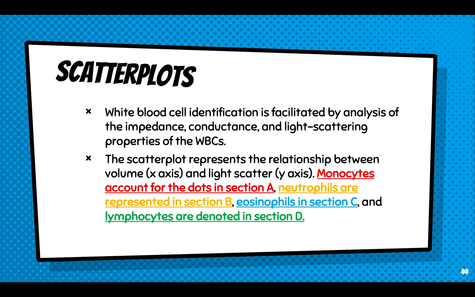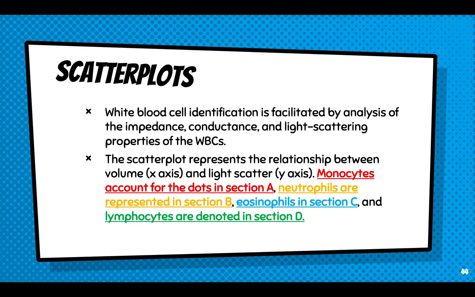Your y-axis. So technically, in your x-axis, we're measuring the volume, and in your y-axis, we're measuring your light scatter. Okay? So this is now your scatter plot. So usually, the one you would see on the section A are your monocytes. In your section B are your neutrophils, eosinophils in your section C, and lympho are denoted on the section D.